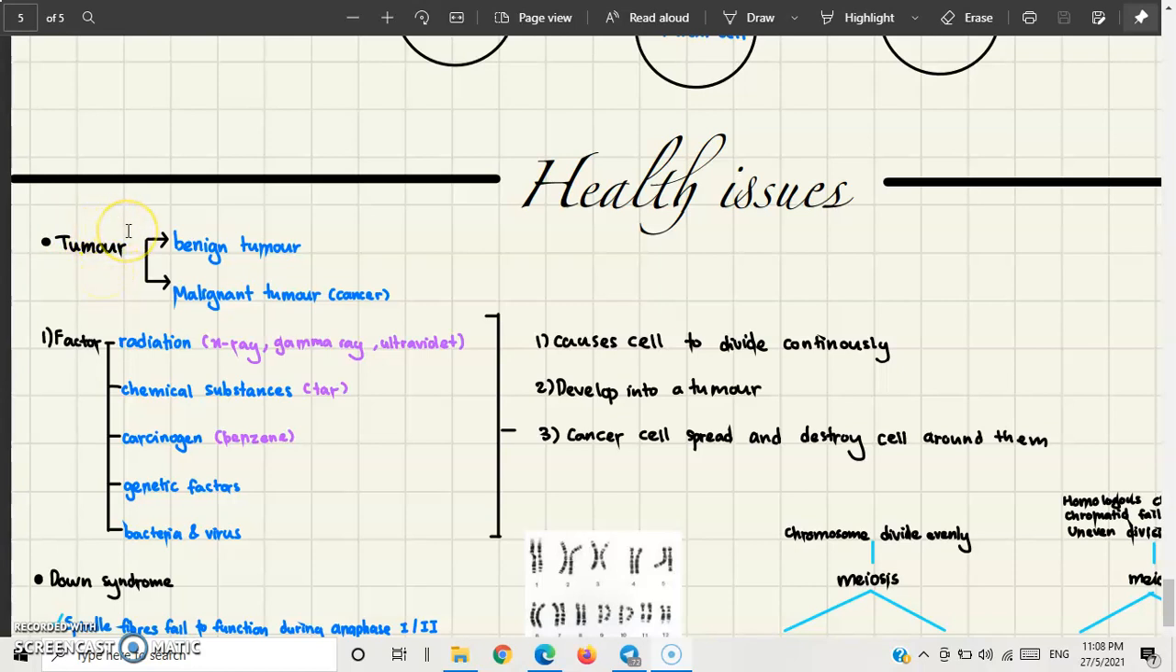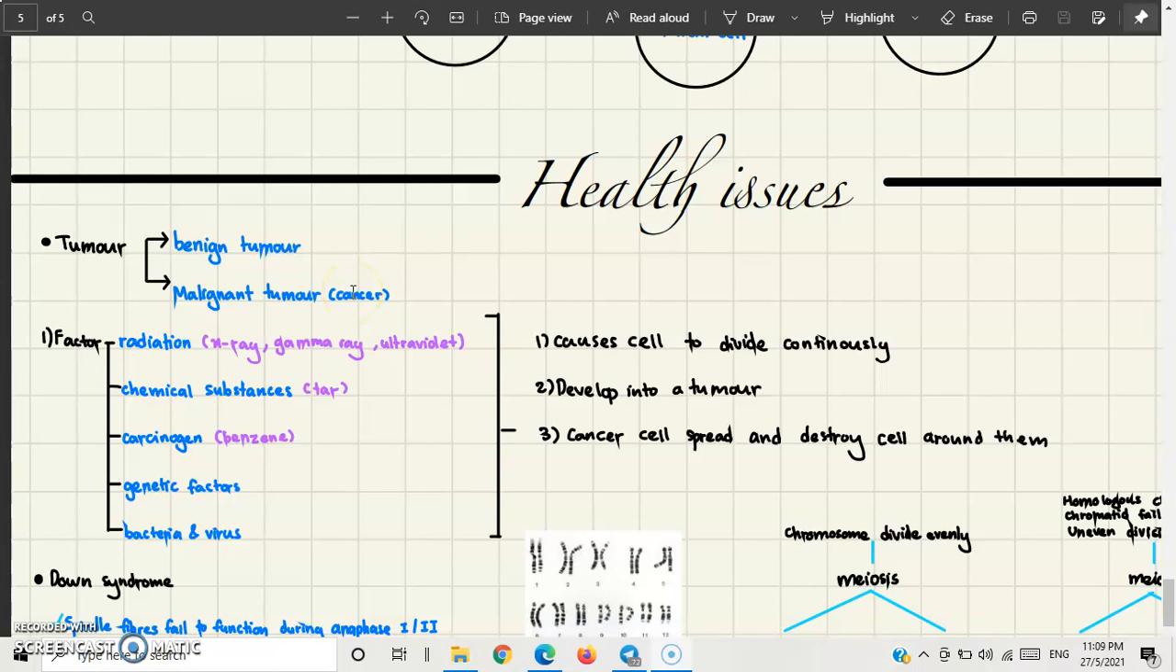So tumors can be divided into two types: benign tumor and malignant tumor. The benign tumor is not dangerous and can be removed by surgery. But not the malignant tumor. A malignant tumor is dangerous and can cause death. So the other name for the malignant tumor is cancer.